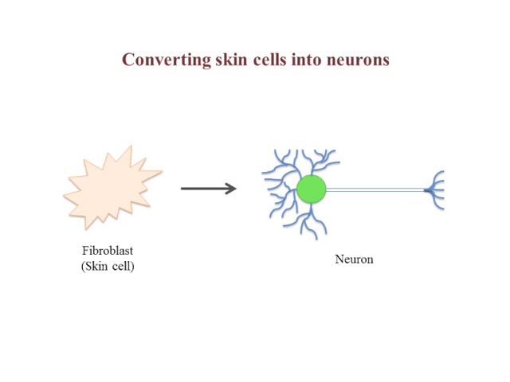In this presentation, I will explain how fibroblasts, a type of skin cell, can be turned into neurons through direct reprogramming. This process was pioneered here at Stanford University and was published in the scientific journal Nature in 2010.